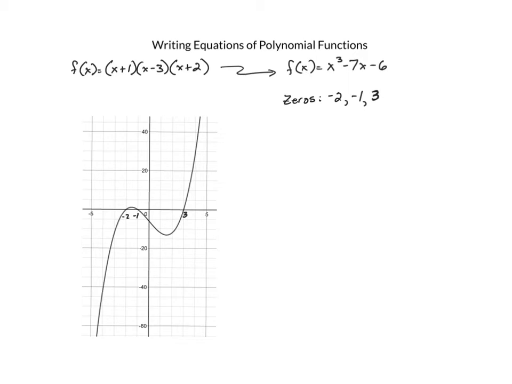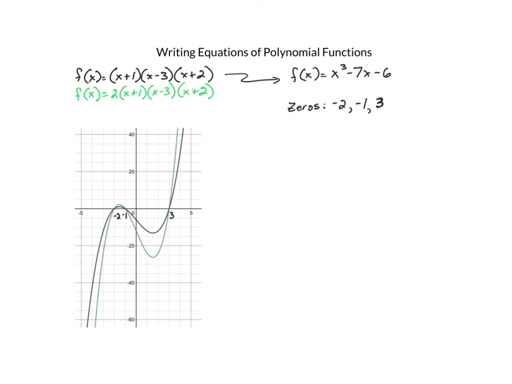Suppose we were to change the function a little bit and multiply it by the constant 2. So I would have 2 times (x + 1)(x - 3)(x + 2). So the only thing we've done is multiplied the function by 2. Let's see what this graph looks like. Here it is. Notice that the x-intercepts are unchanged. We still have the numbers -2, -1, and 3 as x-intercepts or zeros. What did this 2 do? Well, it took the original function and stretched it vertically by a magnitude of 2.